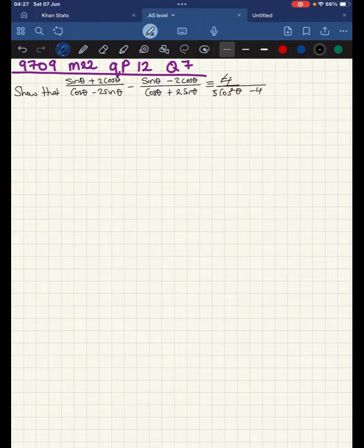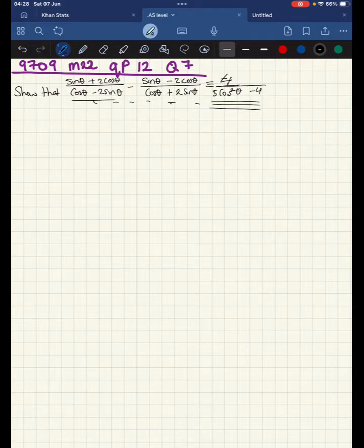Okay, so this is a question paper from March 2022, question paper 1, variant 2, question 7. It says show that this expression is identical to this, right? So what we have to do now is deal with the more complex looking one, which is this, and try and get it to look like that.